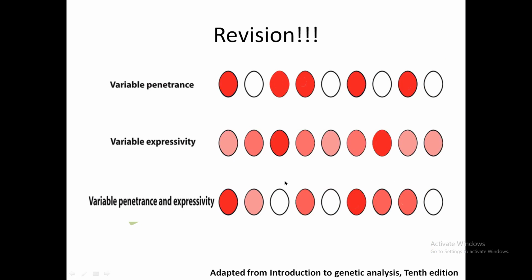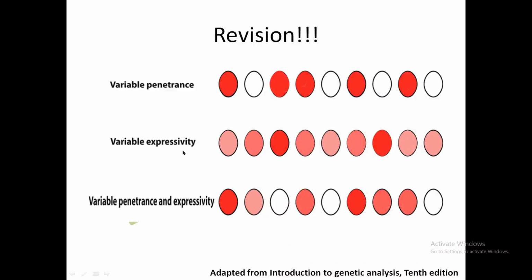Now we are just revising what is penetrance and expressivity. So for example, if there is variable penetrance, then you can see that in a population having same species, there are some individuals which are showing the particular trait while the others are not expressing it at all. So here you can see that 1, 2, 3, 4 and 5. 5 individuals out of 9 individuals are expressing that particular trait. So this is the case of variable penetrance.